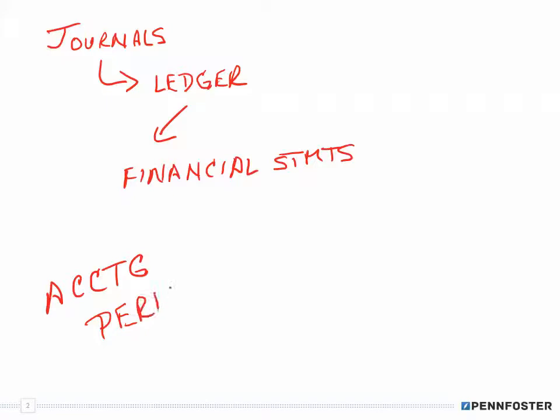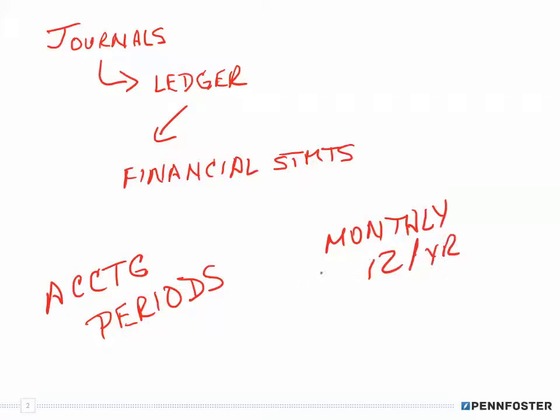Now, in the book, for ease of teaching, they present the information on a monthly basis, which means there's 12 months in a year, so you're talking about having 12 accounting periods. Now, accounting periods aren't necessarily 1 month long. Accounting periods do vary.